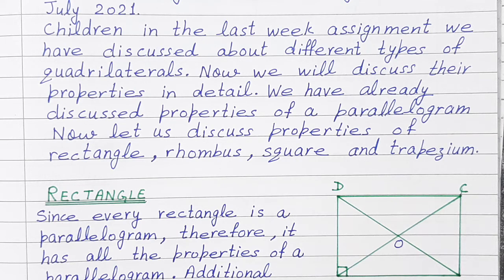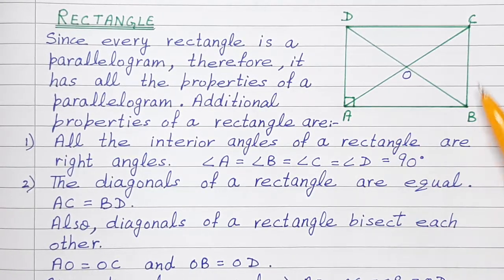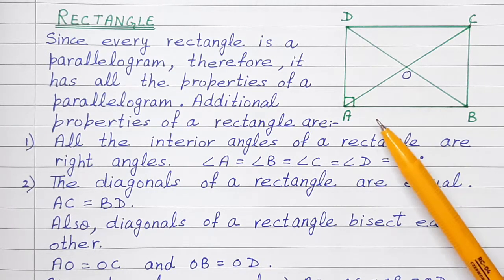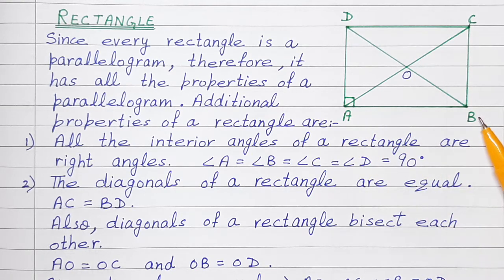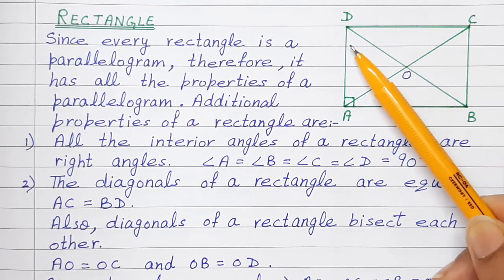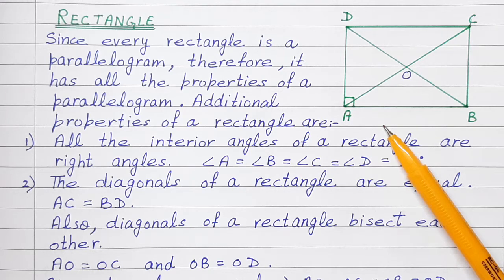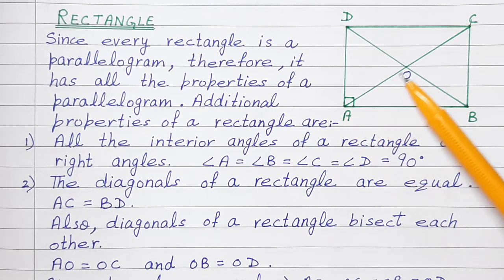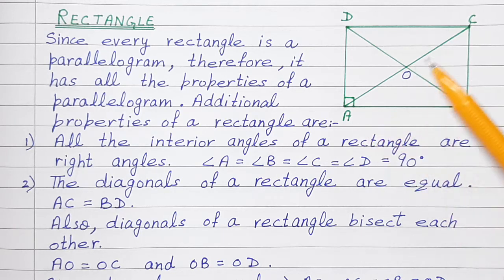Right? So first of all, let's see the properties of a rectangle. In rectangle ABCD, all the interior angles are equal. That is, angle A is equal to angle B is equal to angle C is equal to angle D, and all angles are of 90 degrees each. Right? And in a rectangle, both the diagonals are of equal length. That is, AC is equal to BD.